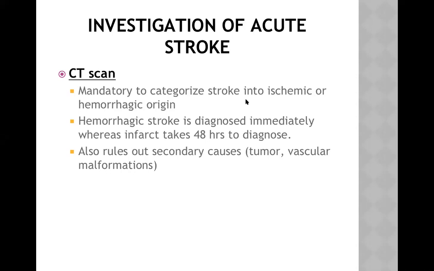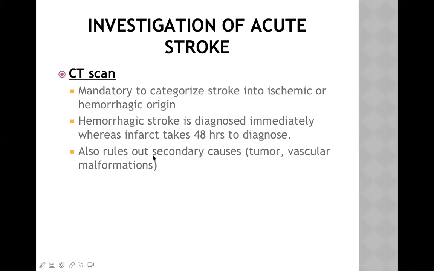CT scans are of two types: plain CT scan and contrast-enhanced CT scan. I'm sure you have already studied this in radiodiagnosis. We do a plain CT scan whenever this type of patient comes to the hospital. Plain CT doesn't take long, and it will definitely show hemorrhagic stroke. Hemorrhagic stroke is diagnosed immediately, whereas infarction takes 48 hours to diagnose. Infarction needs some changes to occur, but the blood clot can be seen instantly by plain CT. So if there is no blood clot seen in the CT scan, we probably think this is an ischemic stroke. Like that, you can rule out.